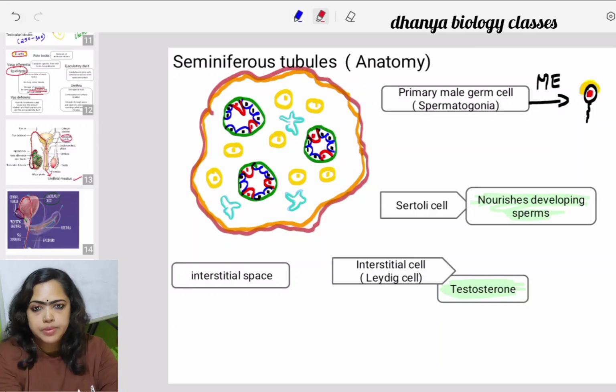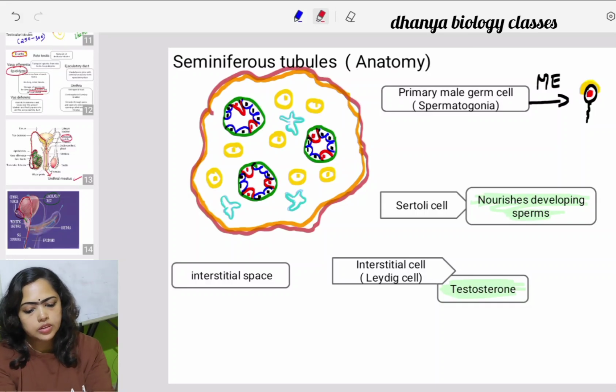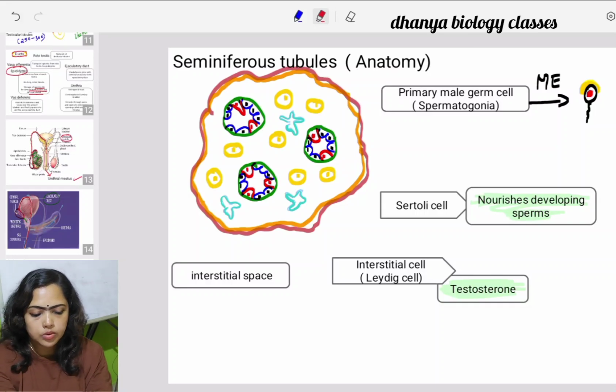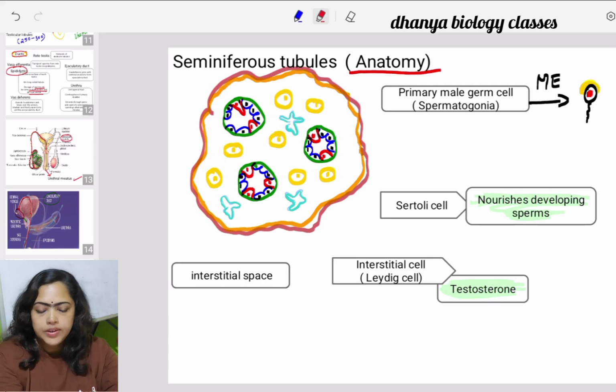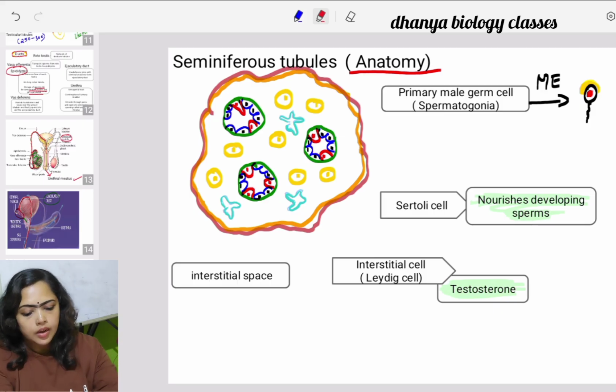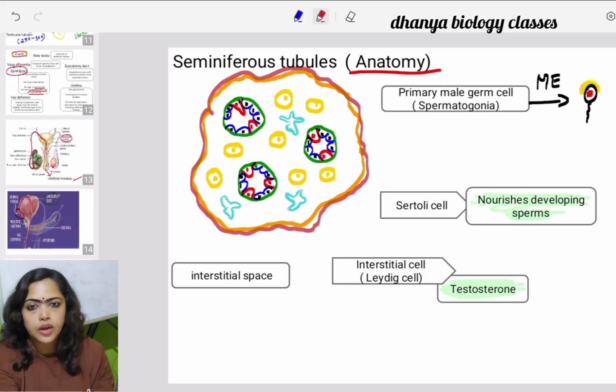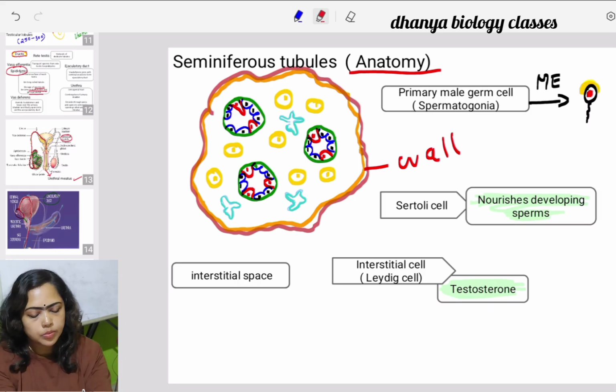Next is the anatomy of seminiferous tubule, or the cross section of seminiferous tubule. We discussed these are the tubular structures involved in the production of what? Sperms. And these seminiferous tubules are present inside the compartments of the testis called testicular lobules. So this is the wall of a testicular lobule. And inside the testicular lobule, what is present? Seminiferous tubules are present. So all these are the seminiferous tubule.